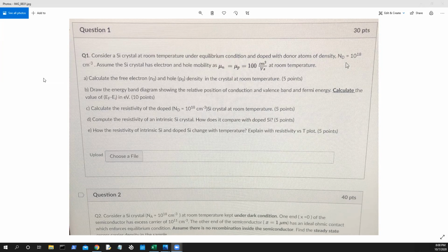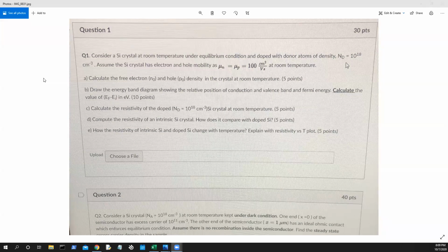I'll just start. Consider a silicon crystal at room temperature under equilibrium condition and doped with donor atoms of density Nd is equal to 10 to the 18th. So this is an N-type silicon crystal. And then you assume the silicon crystal has an electron and hole mobility given as mu n equals mu p is 100 centimeters squared per volt seconds at room temperature. So there's that. So the first thing it asks is to calculate the free electron and hole density.